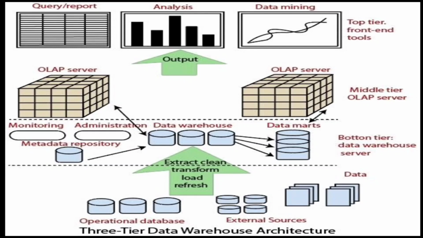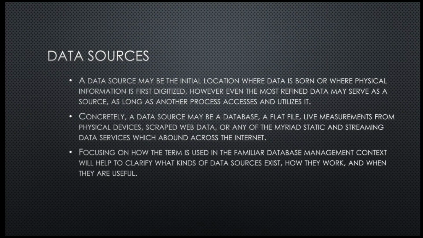The three-tier data warehouse architecture consists of these three: the OLAP server as the middle tier, the front-end tools as the top tier, and the data warehouse server as the bottom tier. Coming to the data sources, today we are going to talk about data sources, meaning what is a data source.